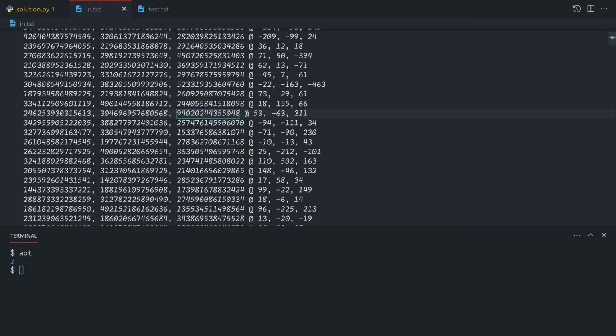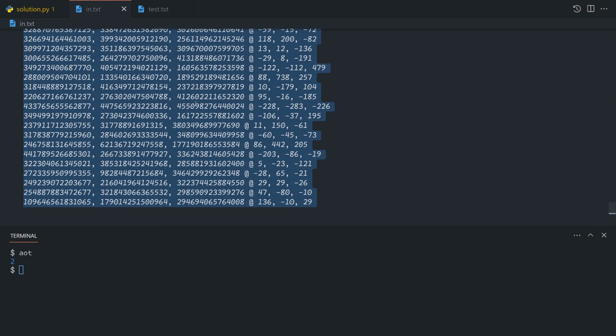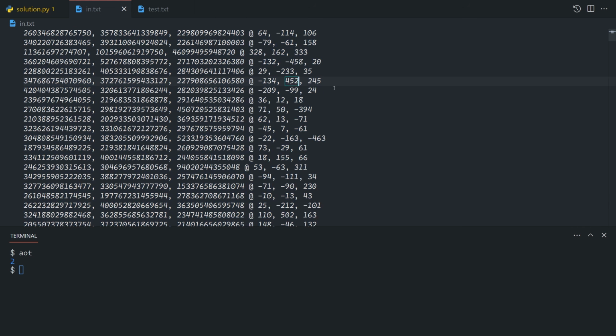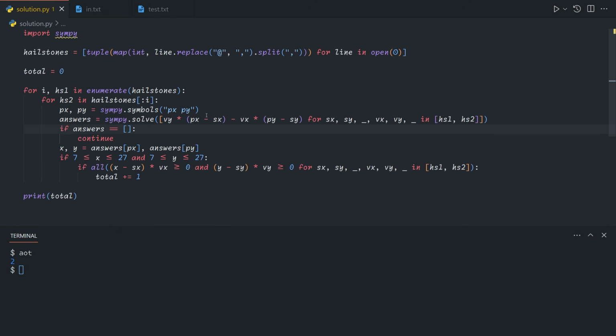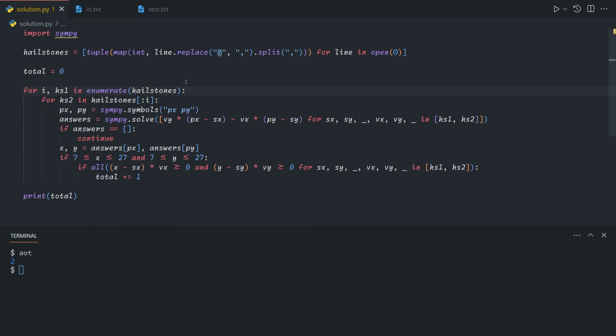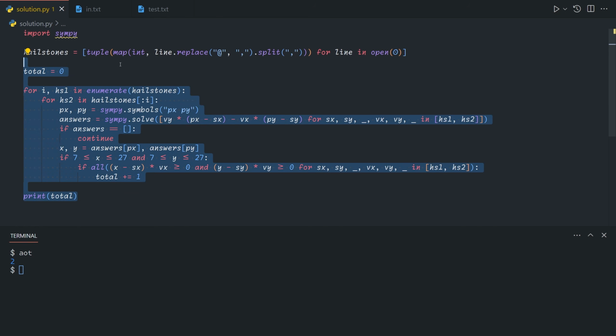Now the problem is that we have 300 hailstones. And the issue with that is that the solver will take a long time to find a solution. What we can instead do is assume that we don't need to actually check all that many hailstones to find a unique solution. And don't worry, this solution won't make any assumptions. It will just be slower in the general case, but faster in this specific case. So first, let's get rid of most of what we've done.